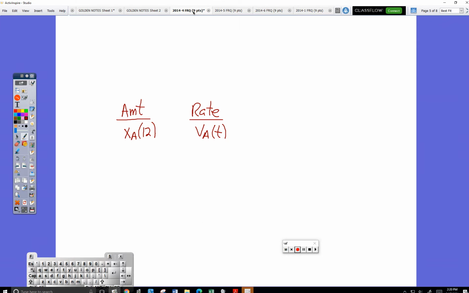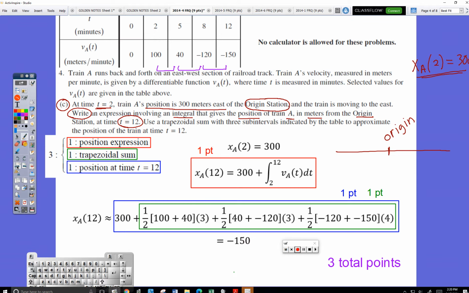So, I'm going to go back to here. That's why I have this written down right here. This is simply the fundamental theorem rearranged to find the position of the train at time 12. They said write an integral. I've done that. I wrote an integral, and right here I hit this period, I stop. Always stop at the periods. 1 point for doing that much.